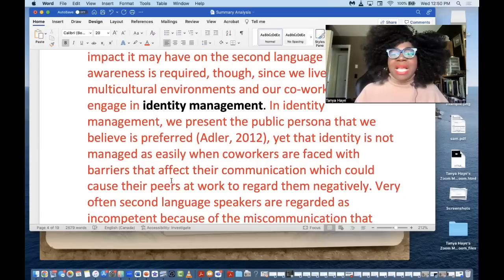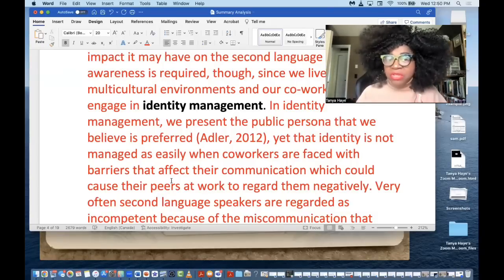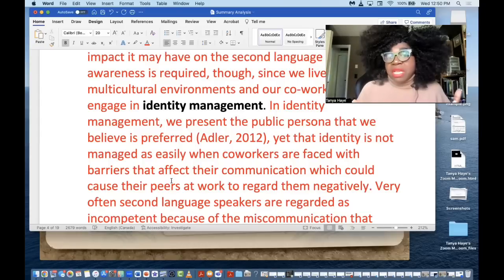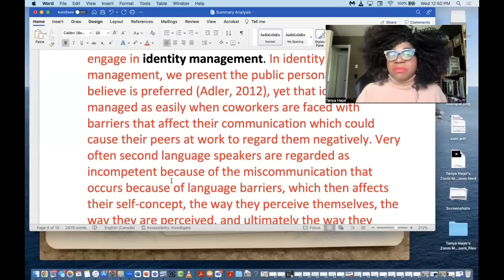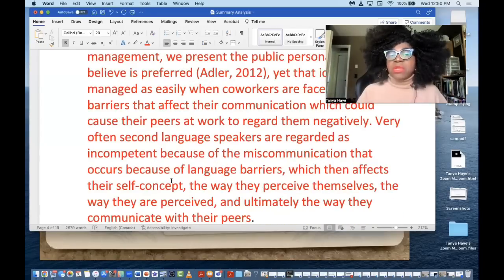So, in identity management, we present the public persona that we believe is preferred, Alder 2012. Yet that identity is not managed as easily when co-workers are faced with barriers that affect their communication, which could cause their peers at work to regard them negatively. Very often, second language speakers are regarded as incompetent because of the miscommunication.